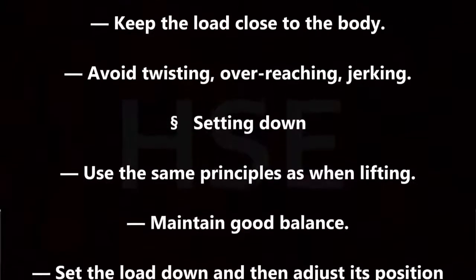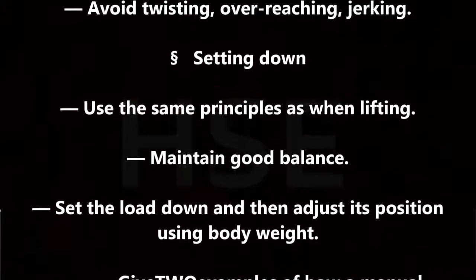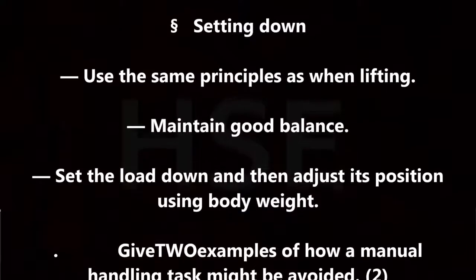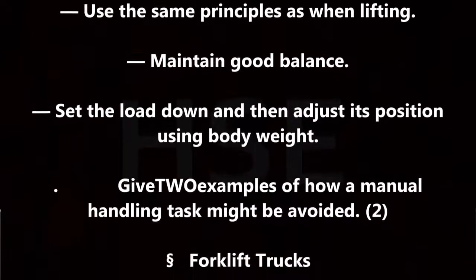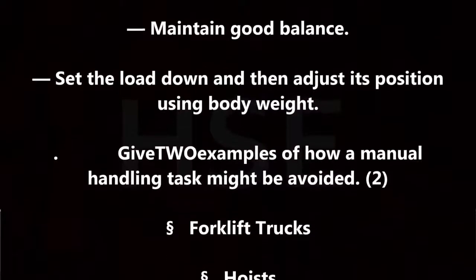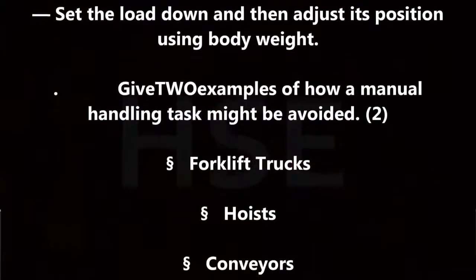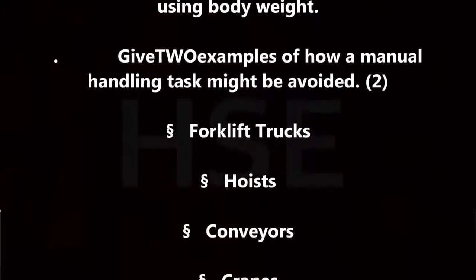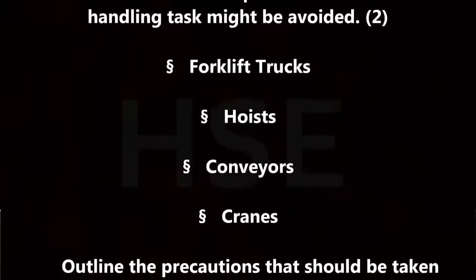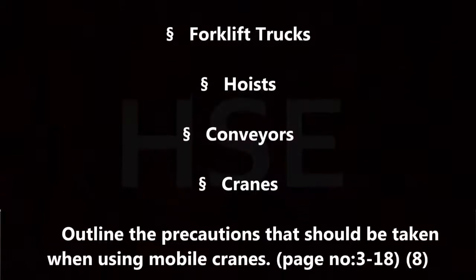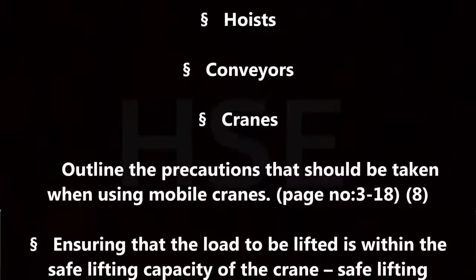A. Give 2 examples of how a manual handling task might be avoided. 2. Forklift trucks. Hoists. Conveyors. Cranes. 3. Outline the precautions that should be taken when using mobile cranes. Ensuring that the load to be lifted is within the safe lifting capacity of the crane. Safe lifting capacity will vary with the length of the jib and the distance away from the crane that the jib is positioned to, the radius, so capacity can vary from one lift to the next.